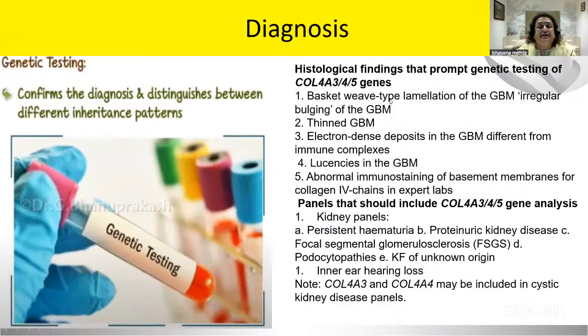When there is basket-weave type lamellation of the glomerular basement membrane, irregular bulging of the glomerular basement membrane, thin glomerular basement membrane, or electron dense deposits in the glomerular basement membrane, which are different from immune complex mediated renal disease, in those cases we should do genetic testing to confirm or exclude Alport syndrome.